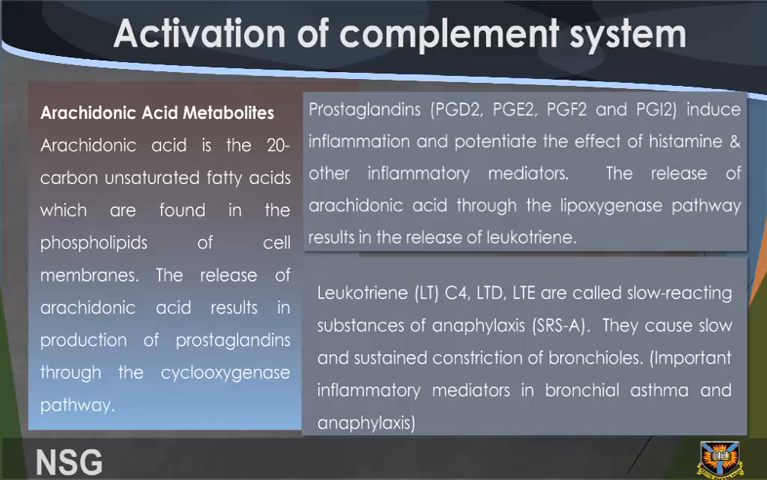The release of arachidonic acid through the lipoxygenase pathway results in the release of leukotrienes. Leukotrienes LTC4, LTD4, and LTE4 are called slow-reacting substances of anaphylaxis (SRS-A). They cause slow and sustained constriction of bronchioles, and are important inflammatory mediators in bronchial asthma and anaphylaxis.